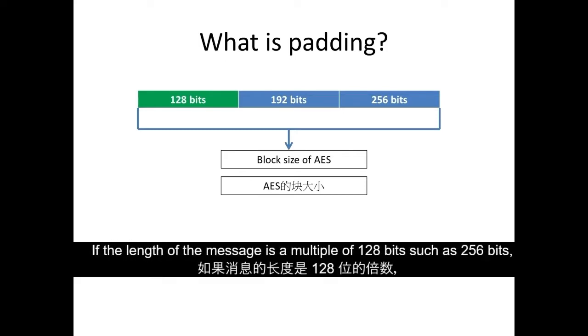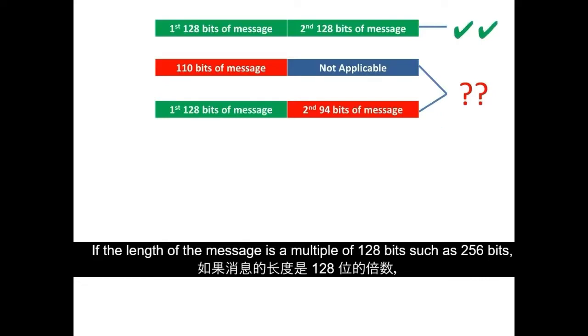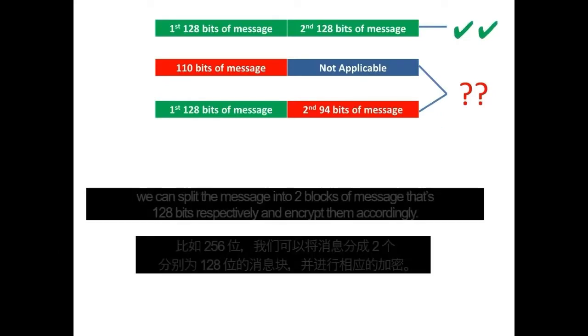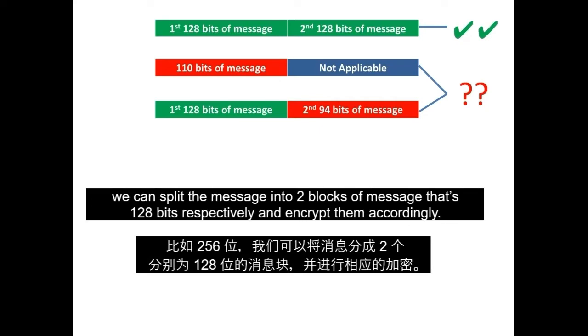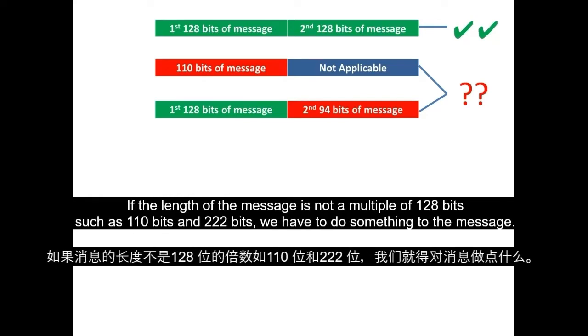If the length of the message is a multiple of 128 bits, such as 256 bits, we can split the message into 2 blocks of message that is 128 bits respectively and encrypt them accordingly. If the length of the message is not a multiple of 128 bits, such as 110 bits and 222 bits, we have to do something to the message.